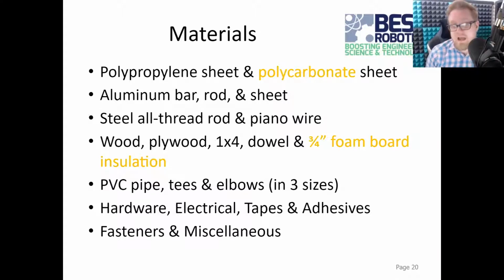A variety of PVC pipe is included as well, T's and elbows and connectors for that, and a lot of hardware. So a lot of bolts, a lot of screws, a lot of nuts. And remember that only stuff in the consumable kit is what you're allowed to use in your robot. So no outside fasteners are allowed to be used, or tape or adhesive as well, just what's included in the kit.